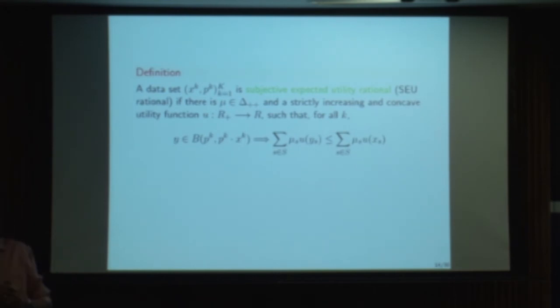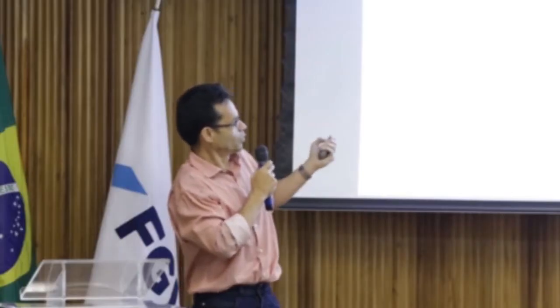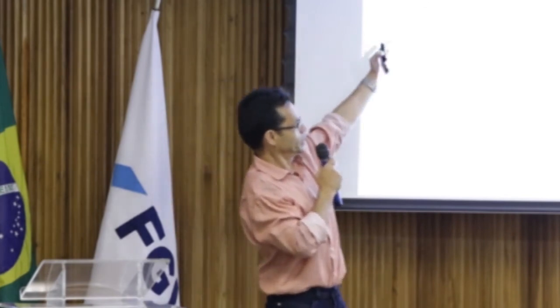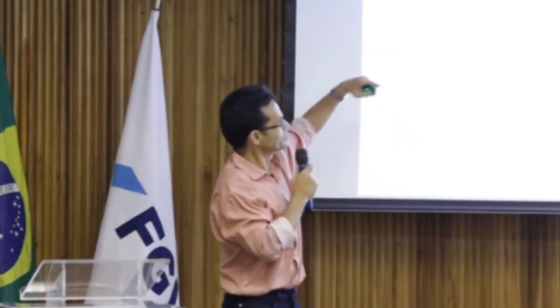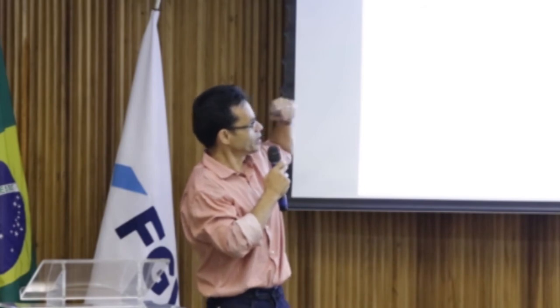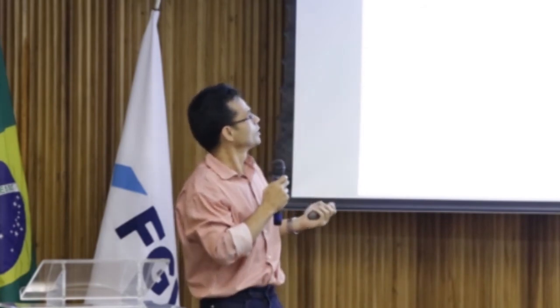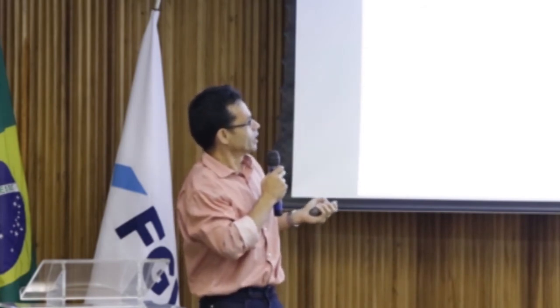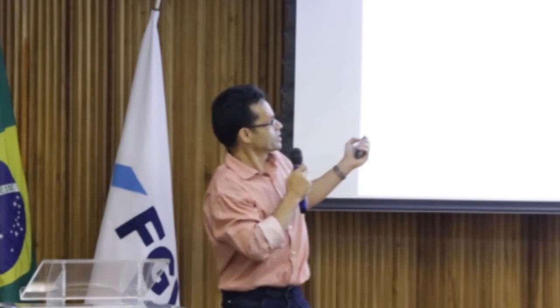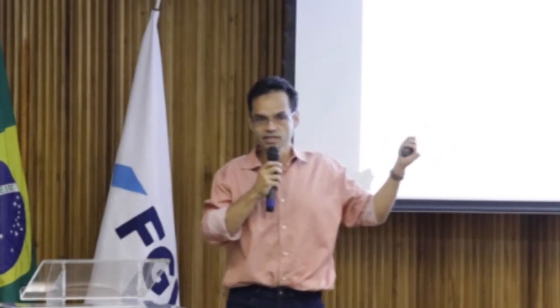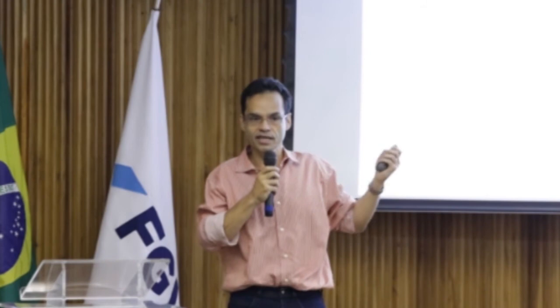So let me go to the paper. If you think about the basic definition in the paper of the subjective expected utility rational data set, it gives us everything, in the sense that here we understand what our set X is.